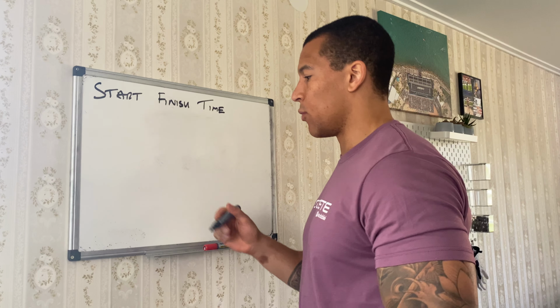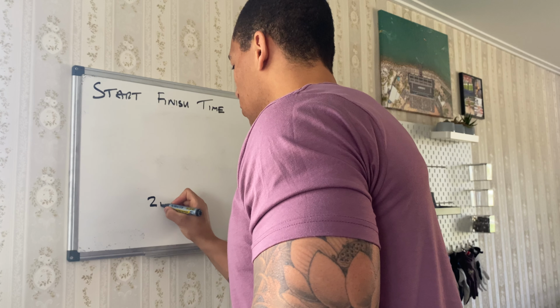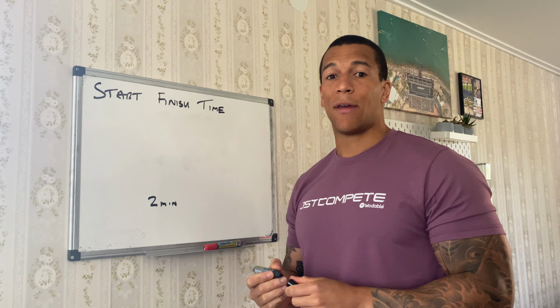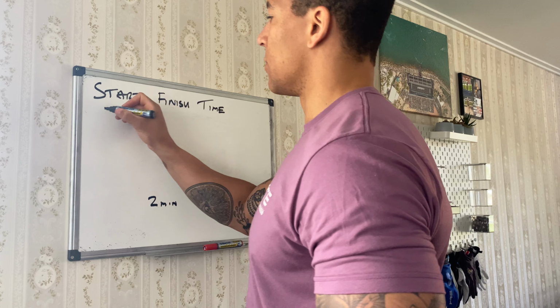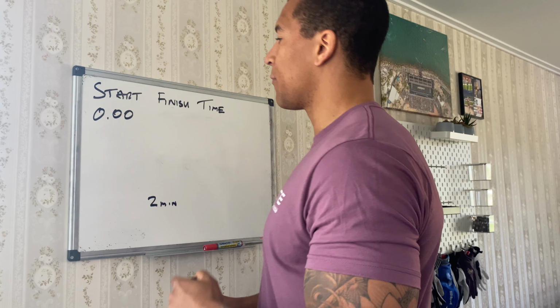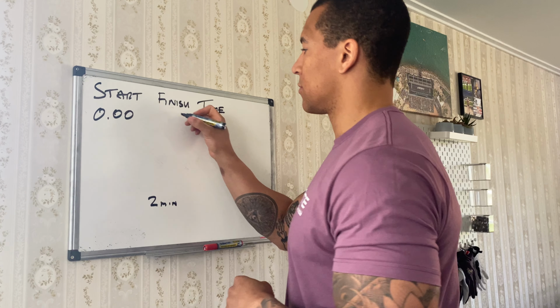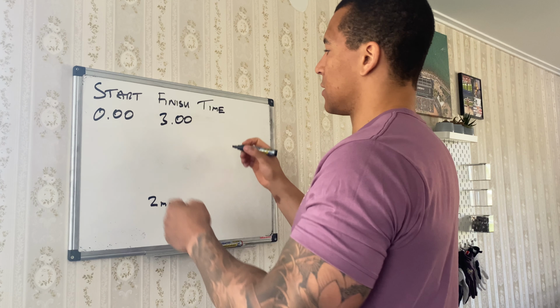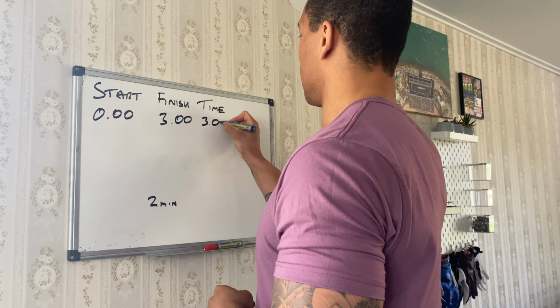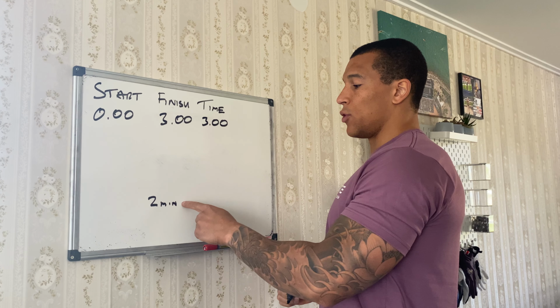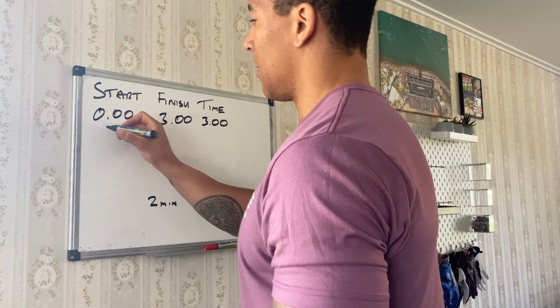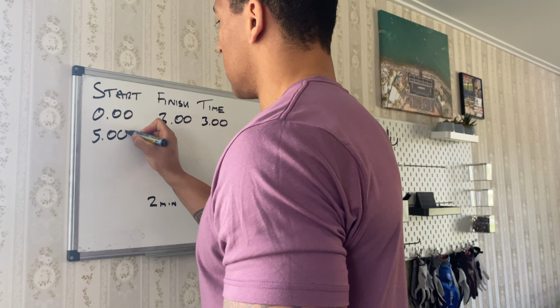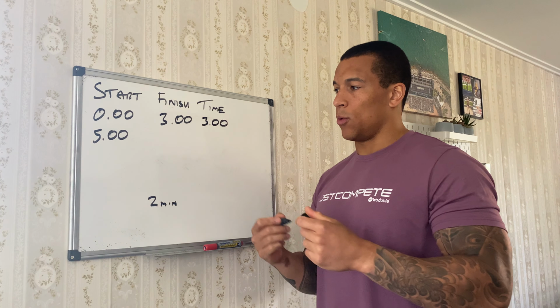So in our first example, we're going to use that we have a 2-minute rest at the end of each round. Our start time is going to be 0. We finish our first round at 3 minutes. We know that round took us 3 minutes. It's easy to see from the first one. And now we just add 2 minutes to our finish time, and then we write down our start time for our next round.